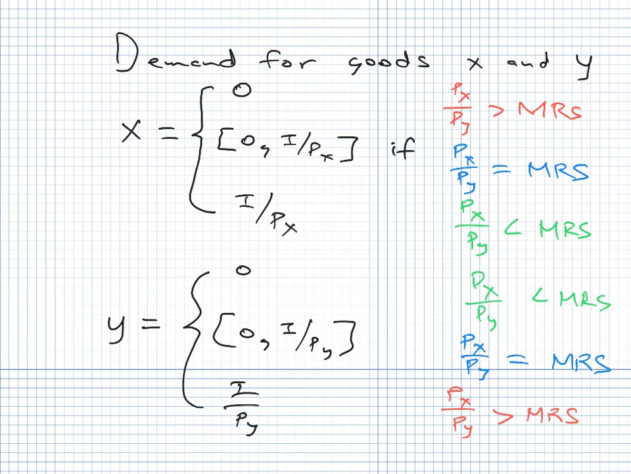So that puts everything together for us, and we've now completed our task. We've derived the demand functions for both goods X and Y.